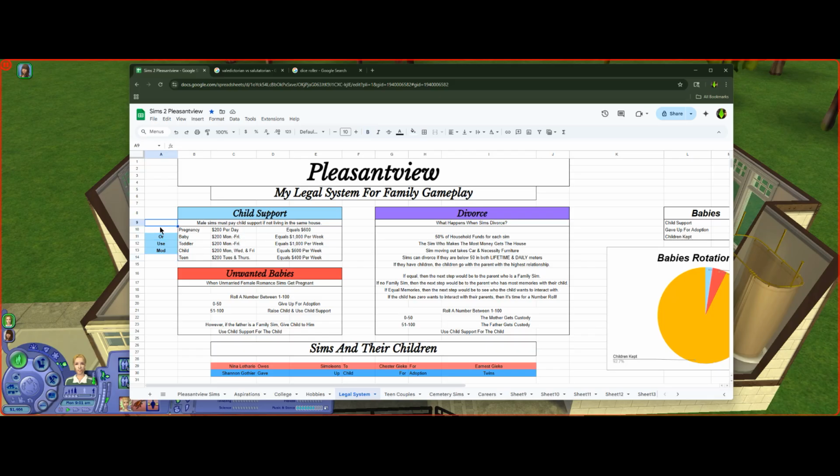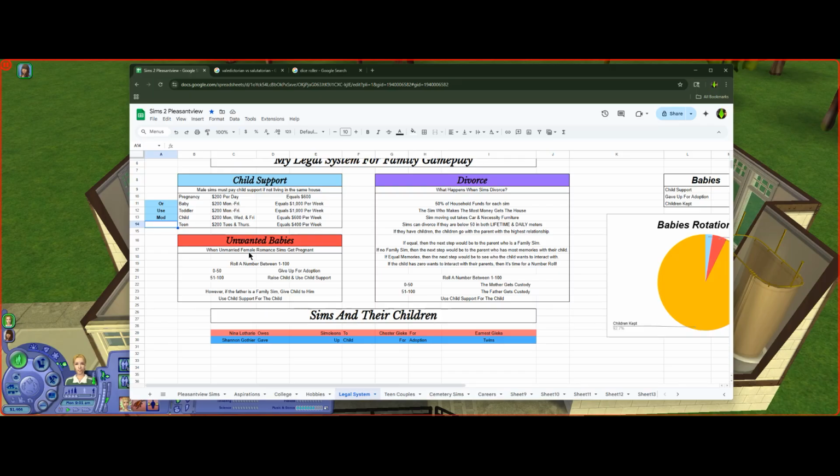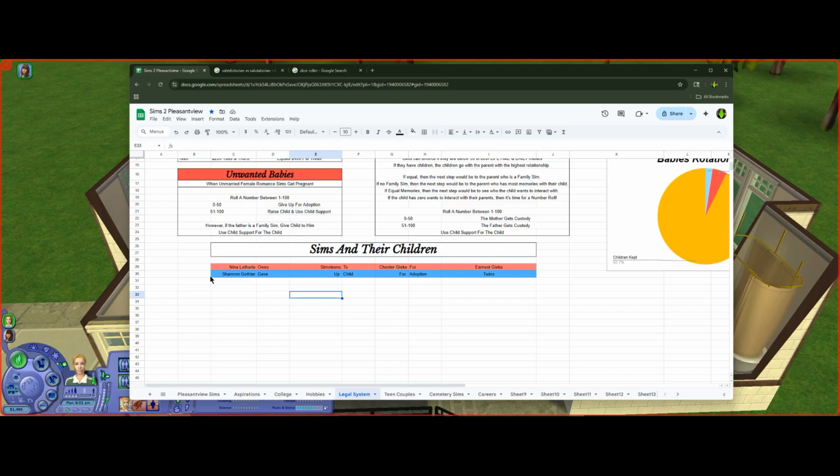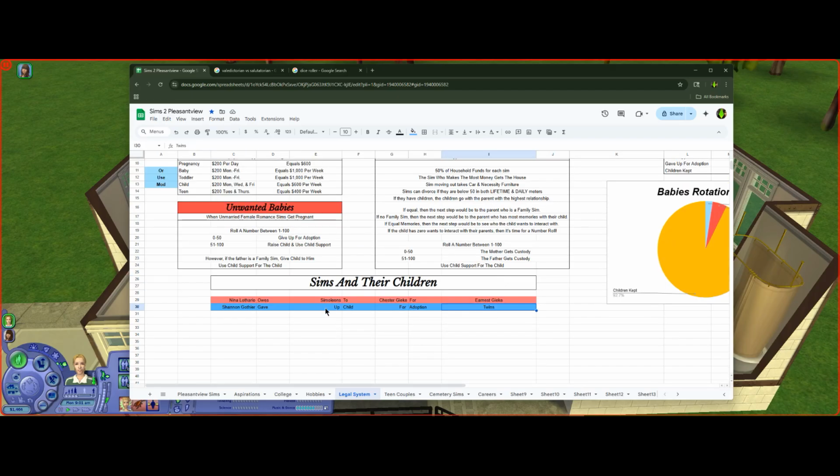But if you don't want to use the mod and you want to use this formula, which I got from Pleasant Sims as well, you can actually use that. So I have it in this box. We have our unwanted babies box still, so it's the same as before. 0 to 50, give up for adoption. 51 to 100, raise child and use child support. So that's what happened with Shannon Gauthier. She actually became pregnant, and she's pregnant with twins at the moment. So she's going to give up both of her twins for adoption.